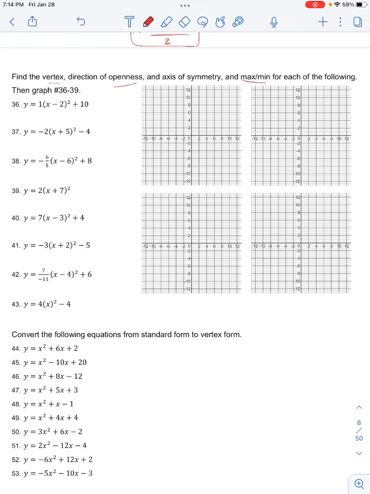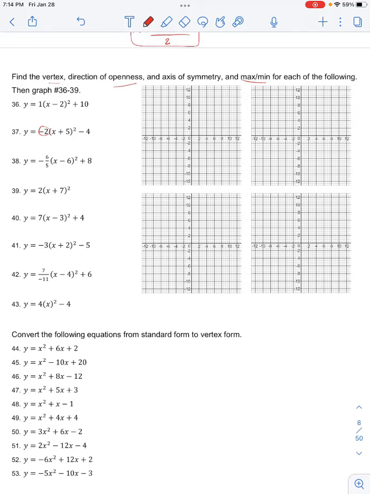Number 37 in your classwork for quadratic functions asks you to find the vertex, openness, and axis of symmetry, and max and min of each of the following equations. So for 37 we have y equals negative 2 times (x plus 5) squared minus 4. So we already know the direction of openness is going to be downwards because we have a negative out in front of this as the coefficient in front of the x squared term.